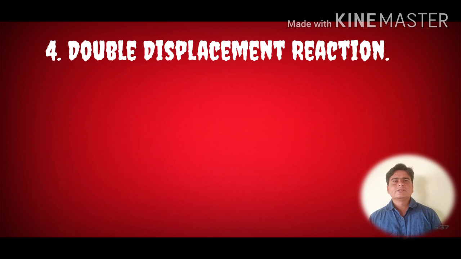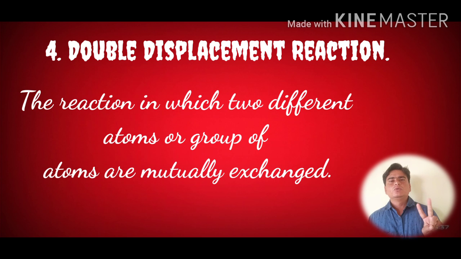Now the fourth reaction, this is the double displacement reaction. What is a double displacement reaction? In the previous case, the displacement reaction, one atom gets displaced, replaced by a more reactive element, and the lower element gets separated. But here, two ions, means two metals or non-metals, get exchanged. The reaction in which ions get exchanged is called a double displacement reaction.